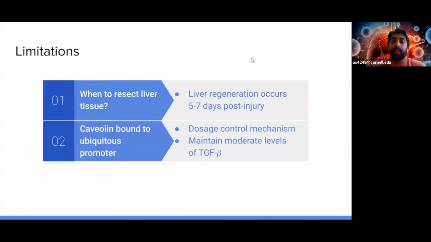And also, caveolin-1 is bound right now to a ubiquitous promoter. We have seen above that TGF-beta signaling is very important for post-injury and liver regeneration because it activates these stellate cells. So we don't want to just kill all the TGF-beta in the environment. So we might have to employ a dosage control mechanism in order to modulate whether or not there's a certain level of expression that could lead to the right amount of modulation that will reduce the amount of activated cells and be able to switch from a fibrotic pathology back into our hepatocytes and liver regeneration process.